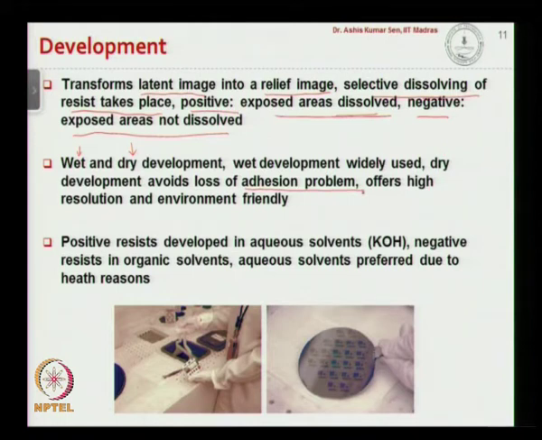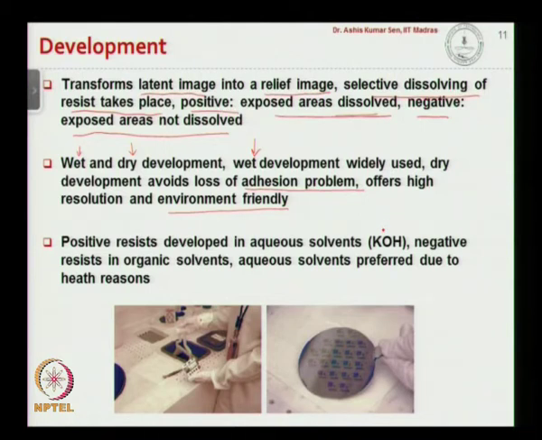And the other downside of wet development is that the developer solution that we use is not environmental friendly, whereas dry development, where you just use a reactive gas or a plasma to remove material, is quite environmental friendly, and the resolution is going to be much better as compared to wet development.